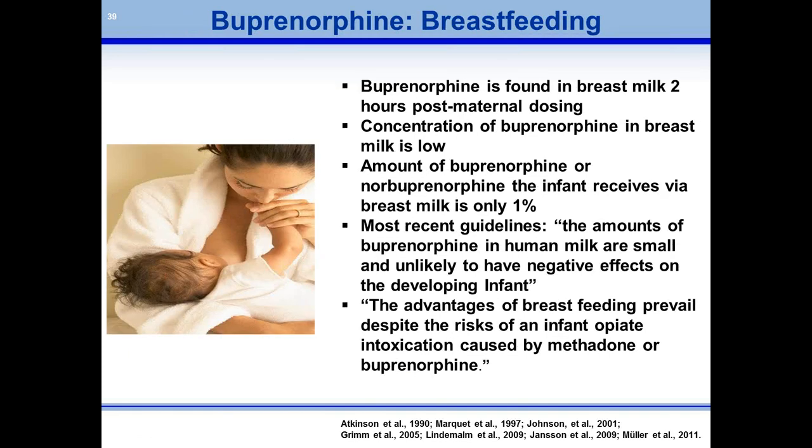In terms of breast milk with buprenorphine, just like methadone, the amount of buprenorphine or buprenorphine metabolite that is in the breast milk is very minimal. And if you think about how buprenorphine is not very orally bioavailable, the amount of exposure that the baby is actually going to get through drinking the milk is going to be very small. A recent guideline suggests that the amounts of buprenorphine in human milk are small and unlikely to have negative effects, and that the advantages of breastfeeding are going to prevail despite the risks of an opioid intoxication potentially caused by methadone or buprenorphine.